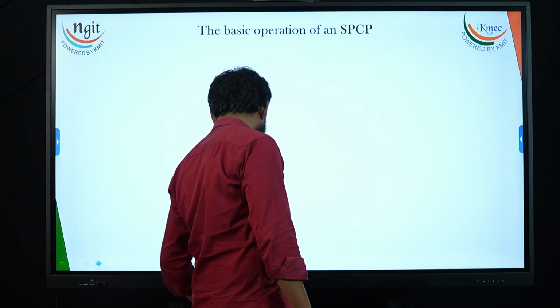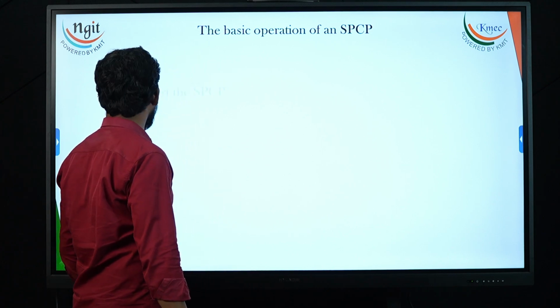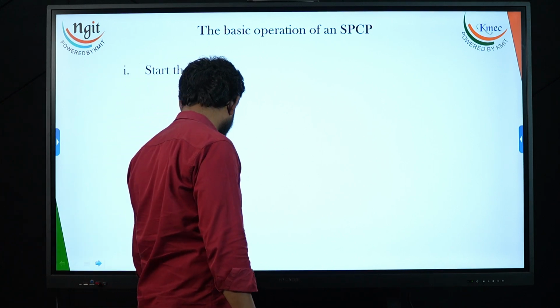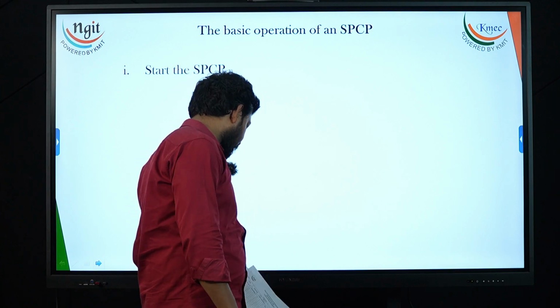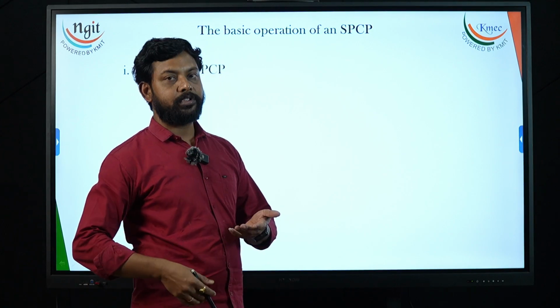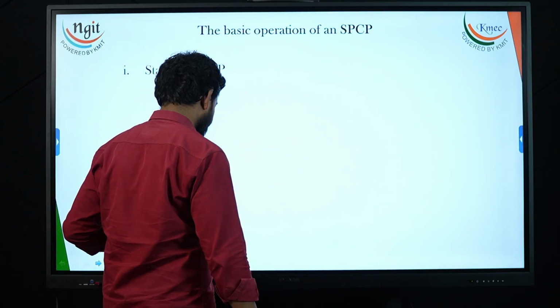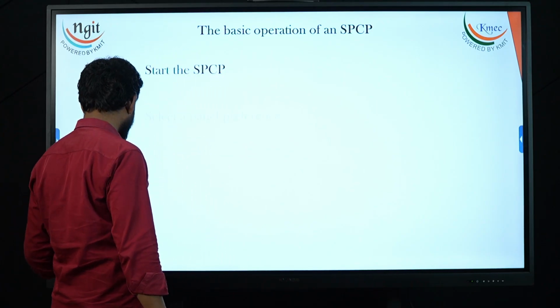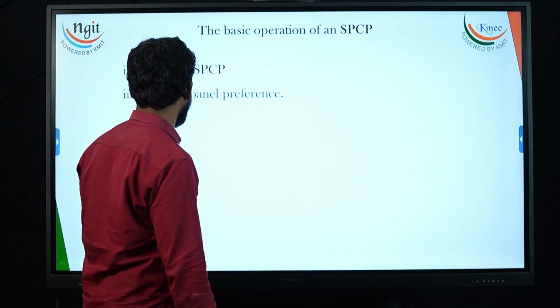So what are the basic operations that are supposed to be used when you work with your SPCP? We'll try to see now, right? First basic operation is you are supposed to start your SPCP server. Here this is going to save the most current information of your project, right? The current information of your project is saved with the user within this SPCP server.